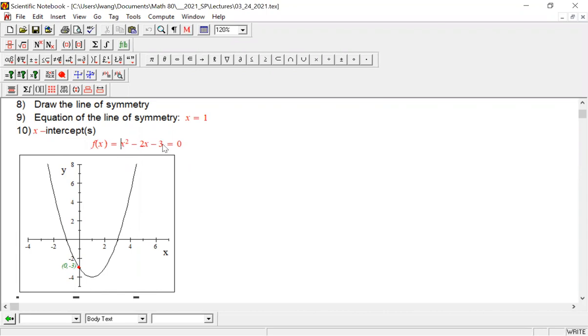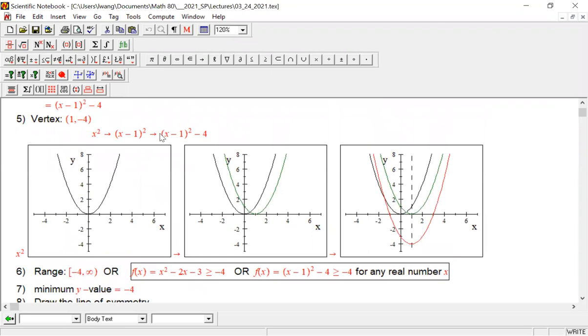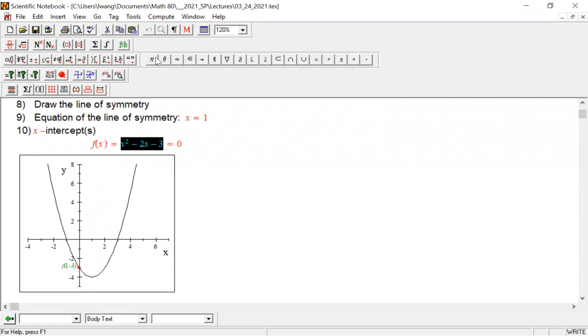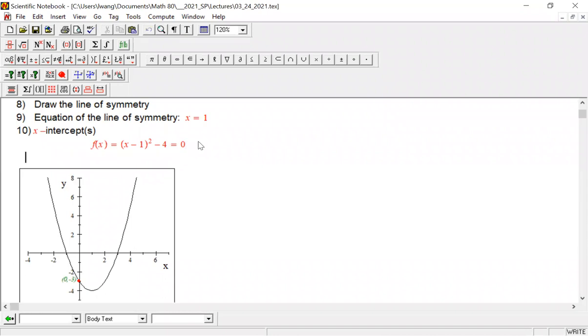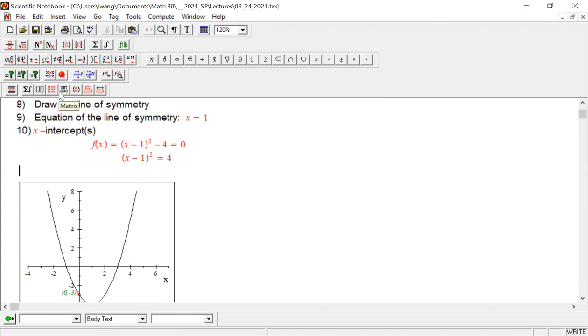And we can also use the other form. What is the other form? The perfect square one. Sometimes using this form it's much easier. So we can use the method we have used before to solve the equation. So now let's see what do we do to solve this equation? We're going to add 4 on both sides, right? So that's going to be x minus 1 squared equals 4. And then we take square root on both sides, right?